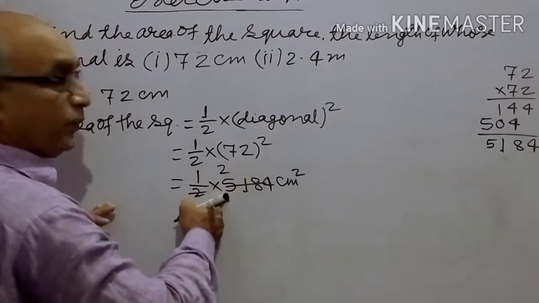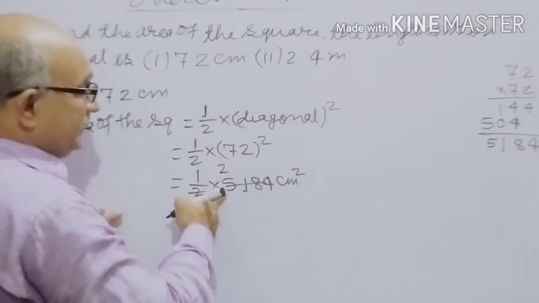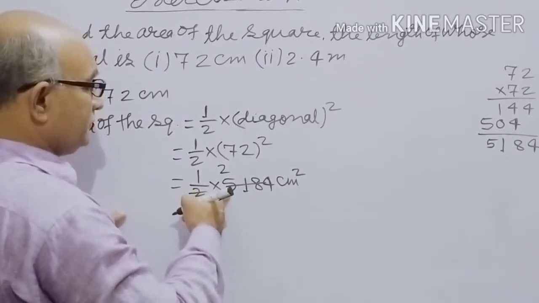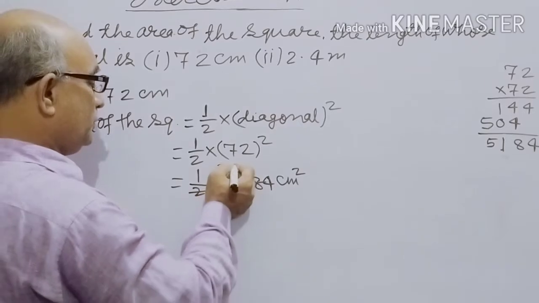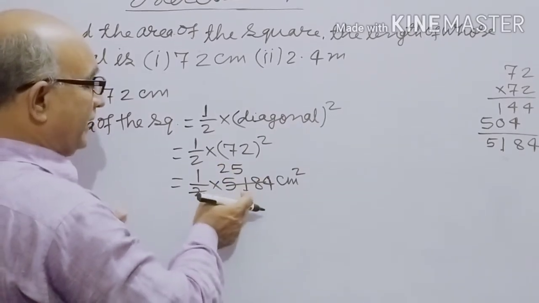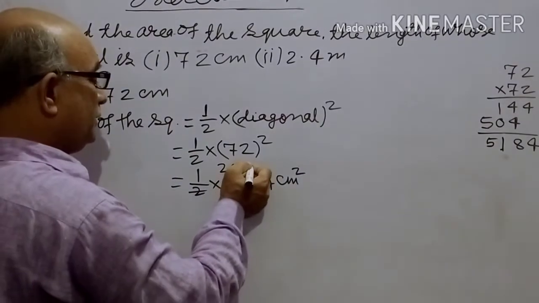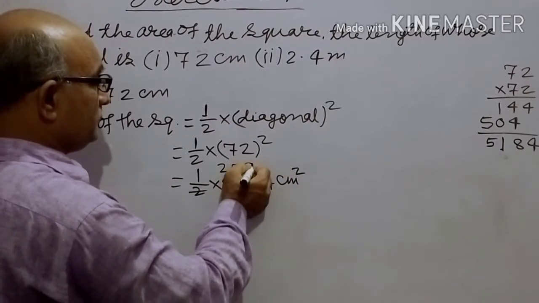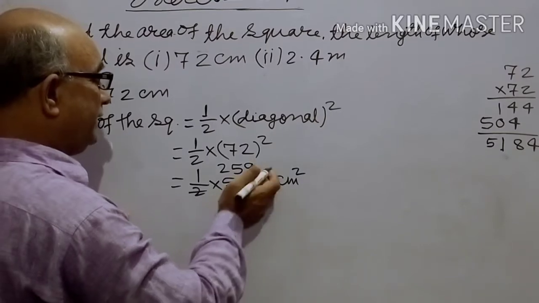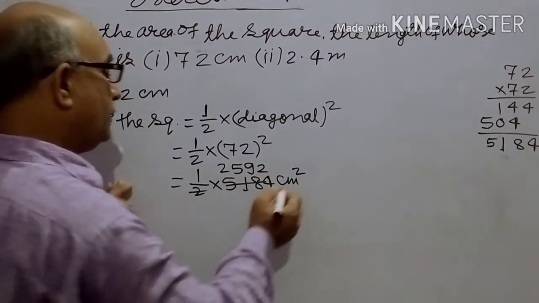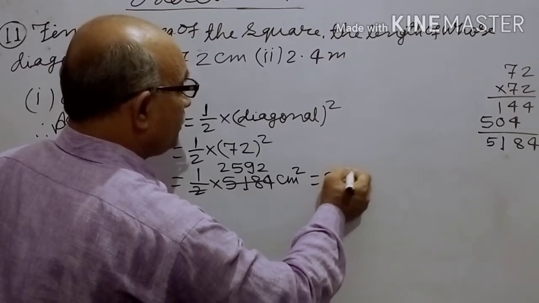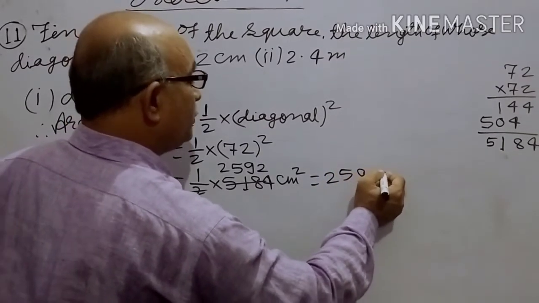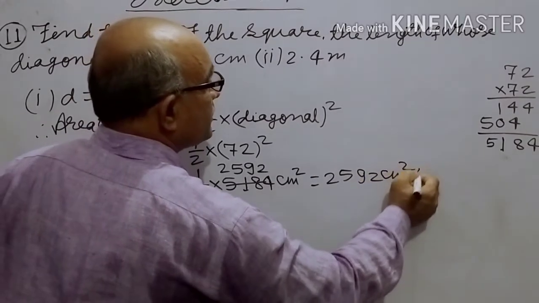So 2 twos are 4, carry 1. 2 ones... 2 fives are 10, 1 is 11... 2 nines are 18, and 2 twos are 4, equal to 2592 cm square. Answer.